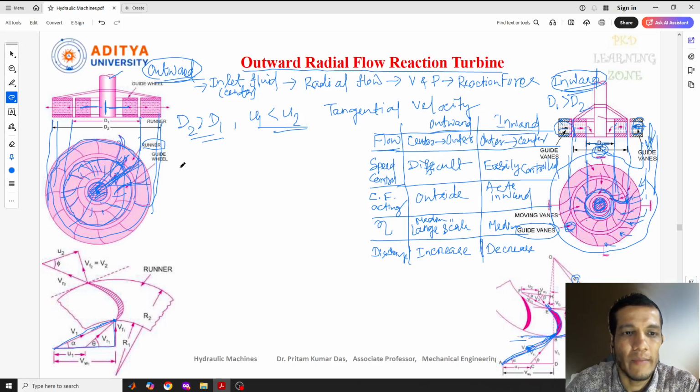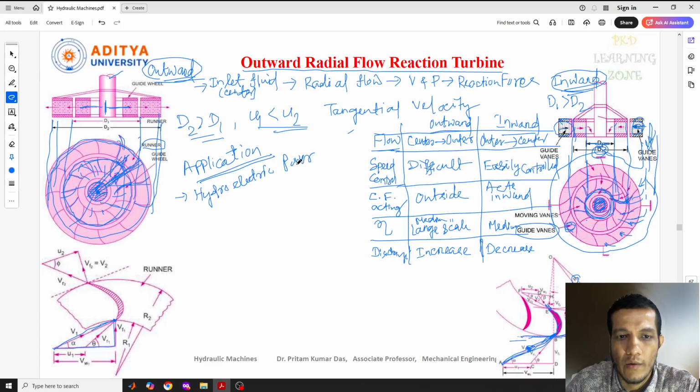Now we'll see some applications of this, like where it can be applicable. Applications of this outward radial flow turbine, we can say reaction turbine also, but mostly the applications are in hydroelectric power generation. In this case it can also be used in hydroelectric power generation. This can be one application.